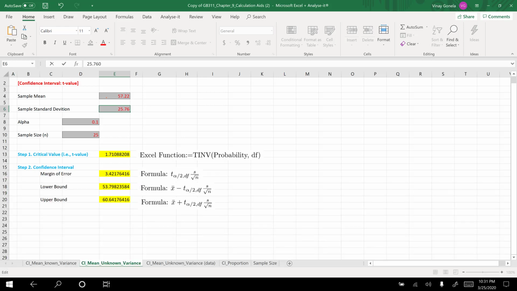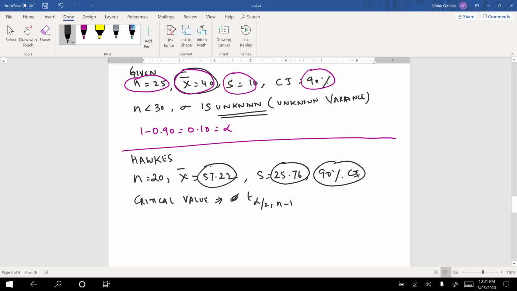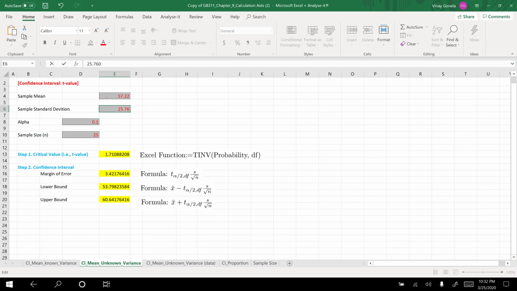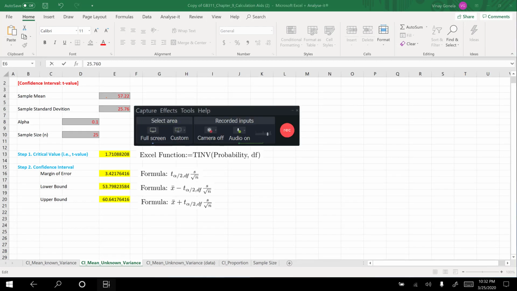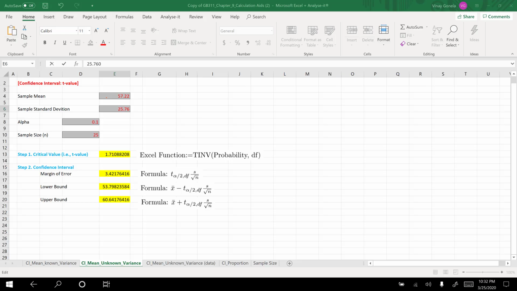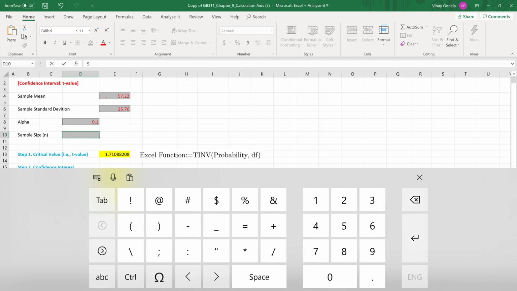Now, a 90% confidence interval. So alpha would be 1 minus 0.90, so that is 0.10. I will type in 0.10. Now I wanted the n value. Our n value is 20, so I will make changes and type in 20.